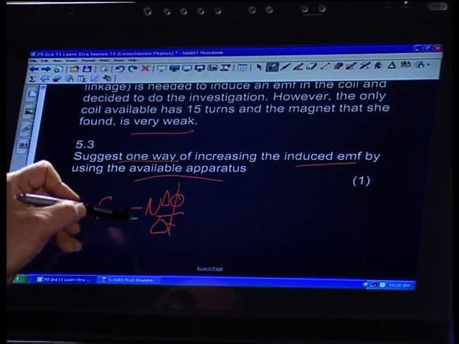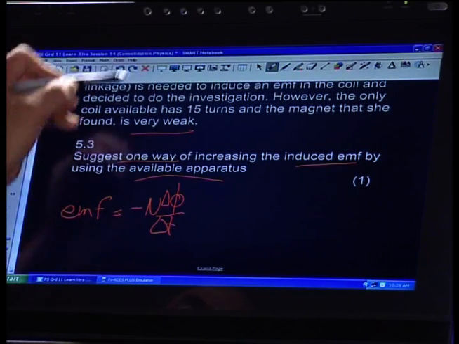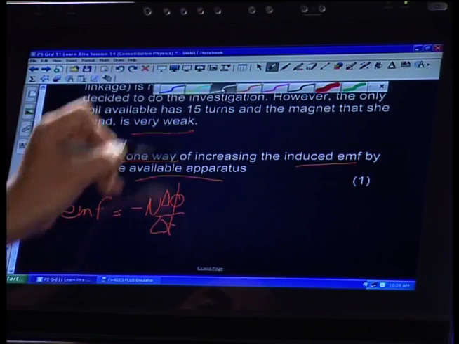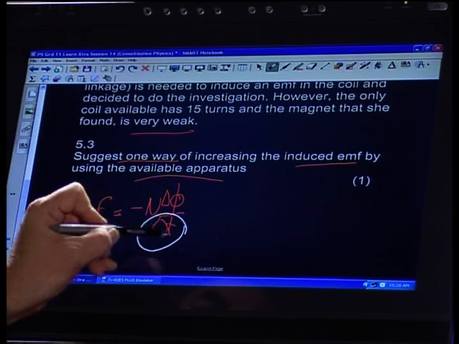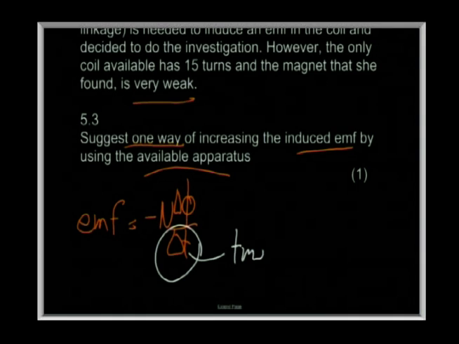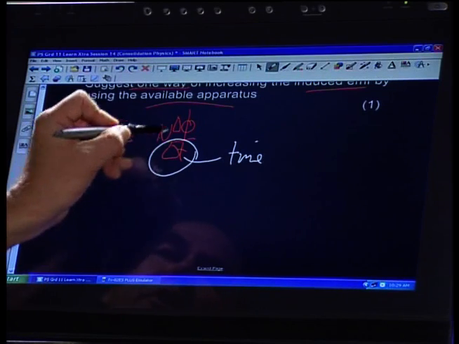We can't change the number of turns. But what can we do? What can we do practically? Look at that value there, and I hope you can see that represents time. So the change in time, what does that mean? It means that as we are moving the magnet into the coil, we can either do it over a long time or very quickly, over a short period of time, changing the magnetic field quickly. And so that would be the critical thing.